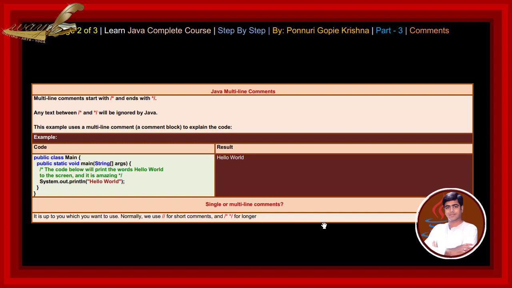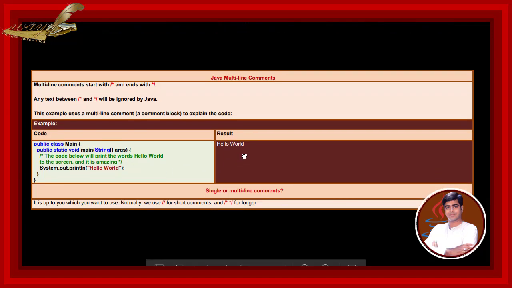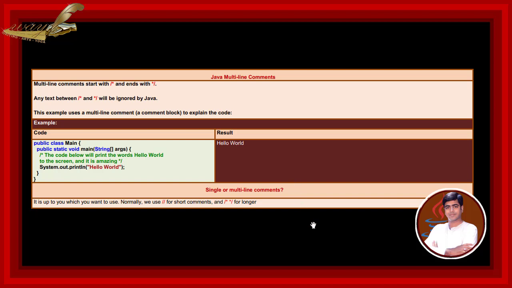See here, public class Main. See here, slash star. The code below will print the words Hello World to the screen, and it is amazing. See here, Hello World. Single or multiline comments, it is up to you which you want to use. Normally we use double slashes for short comments and slash star slash for longer ones.